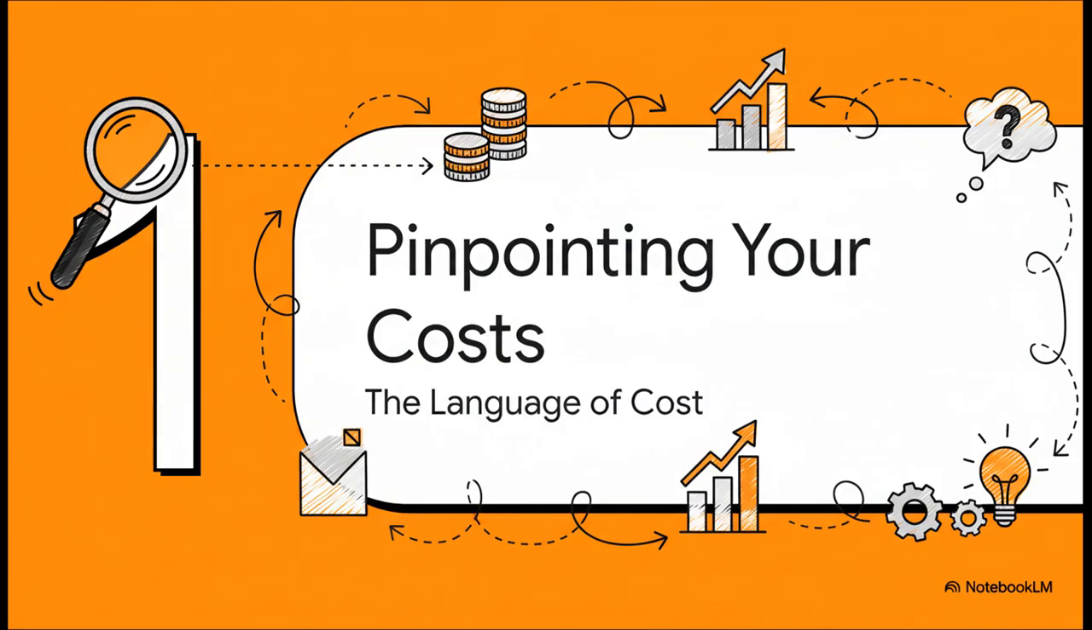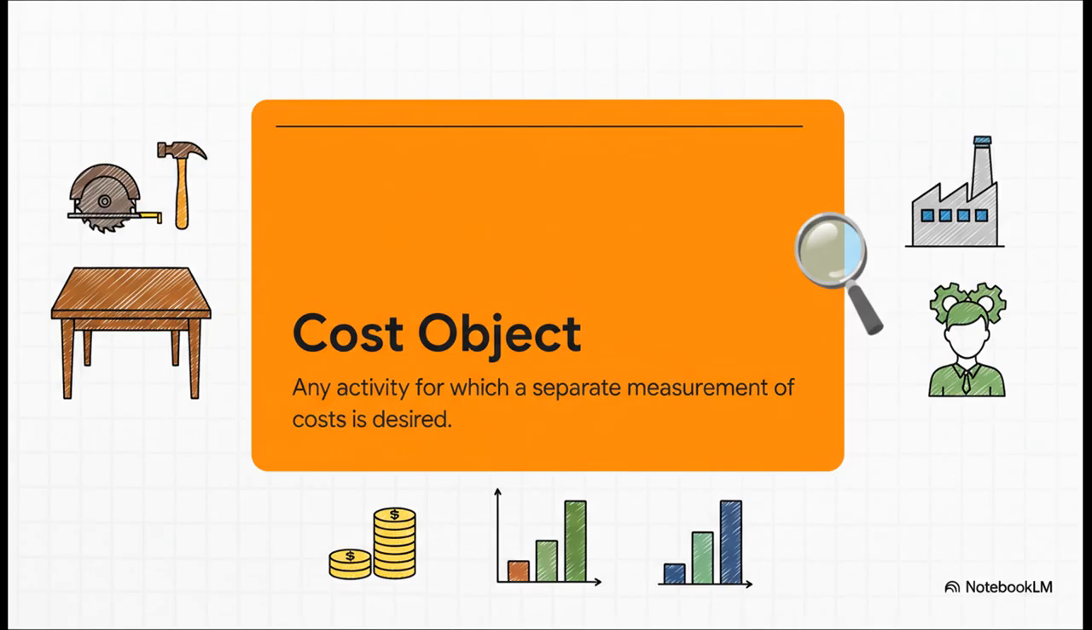Before we can start analyzing anything, we've got to be on the same page. We need a shared language so we all know what we're talking about when we're trying to measure these things. Let's kick off with a really important term, the cost object. It sounds complicated, but it's not. It's just the thing you want to know the cost of. It could be a whole department, a project, or a specific product. For this explainer, let's imagine we're a furniture company, and our cost object is one single, beautifully made wooden table.